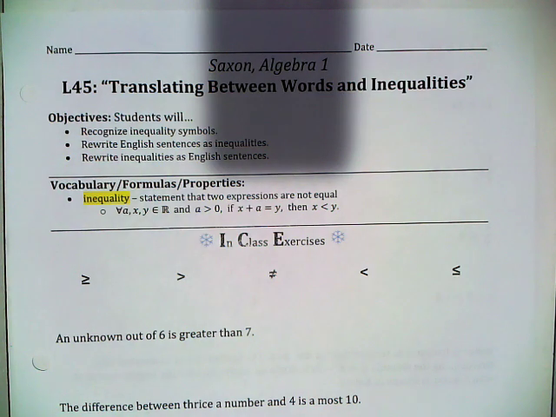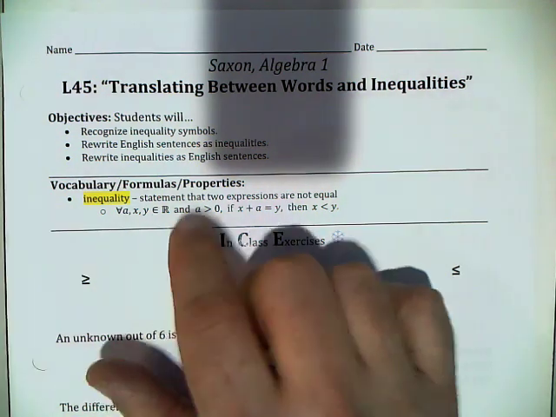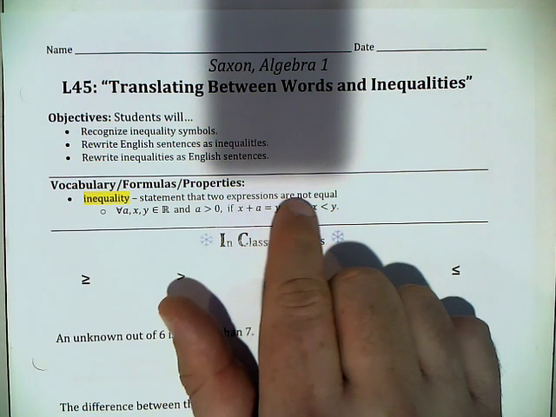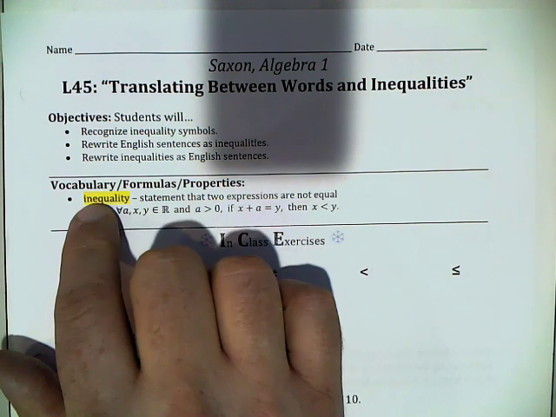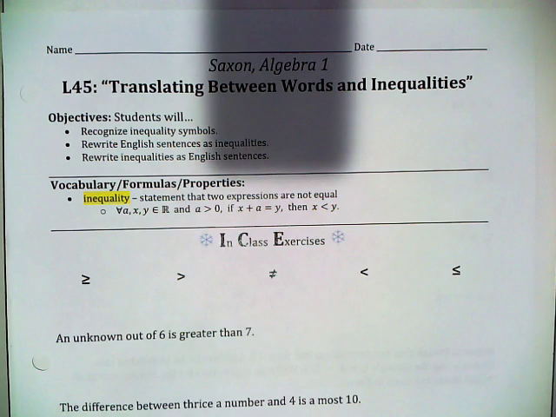This video is over lesson 45, translating between words and inequalities, and it is for my Algebra 1 class. So an inequality is defined as a statement that two expressions are not equal. The prefix "in" means not. Now, down here I've also provided you a more technical definition for a basic inequality.